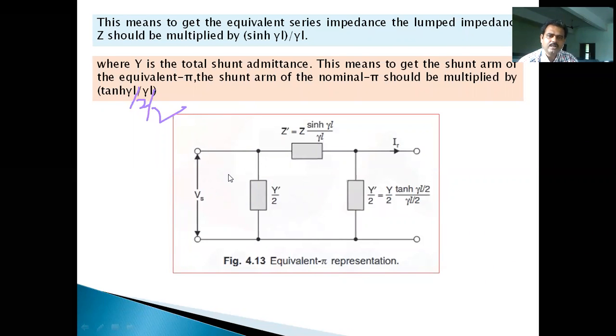If we go for the rigorous solution, again we have to calculate so many complex numbers. Whereas if we use this, we can simplify the analysis and the values, but these are not the exact values. It gives approximately the best values.